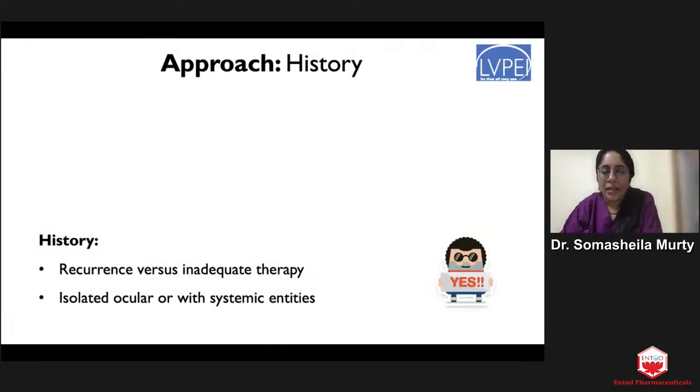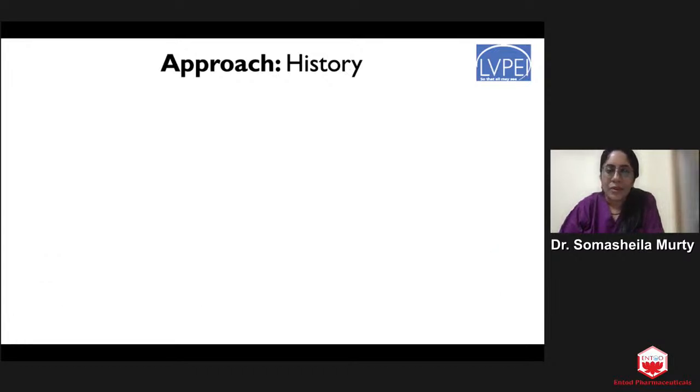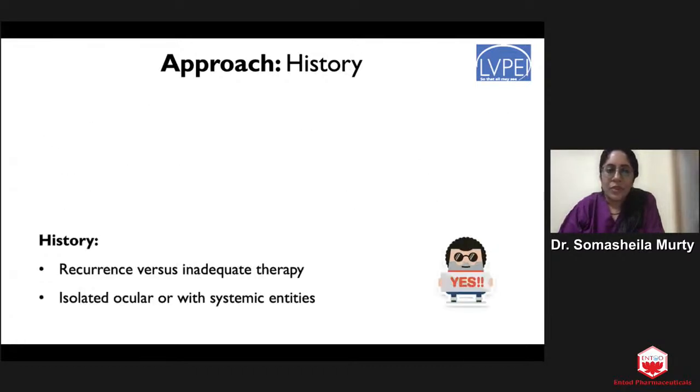So the one thing in history is we keep saying recurrent. Even Dr. Shamisha has pointed out that you have to say whether it's acute or recurrent in your diagnosis as well. So we need to highlight whether it is really a recurrent episode or was it inadequate therapy to start with? And also we need to get the history. Is it isolated, just an ocular entity? Or, as you highlighted in your case, was there some systemic entity as well for the patient?